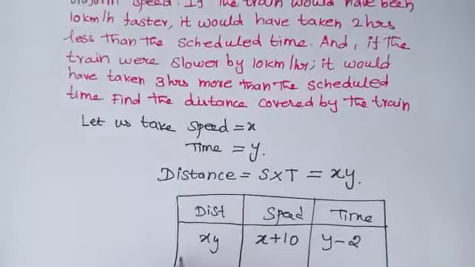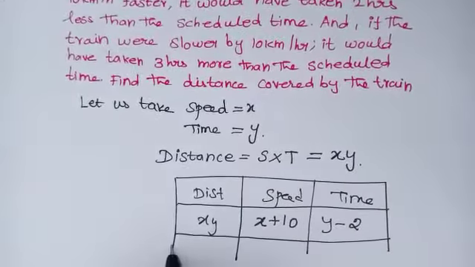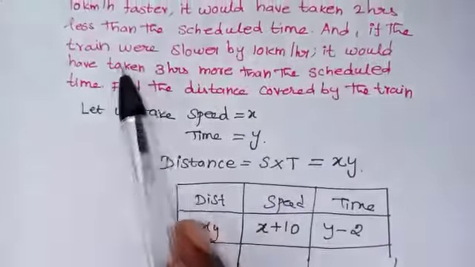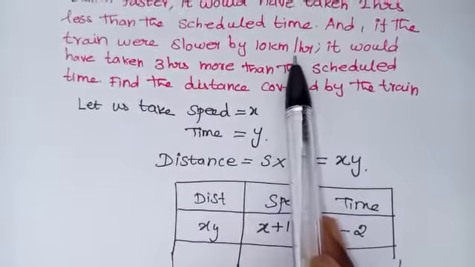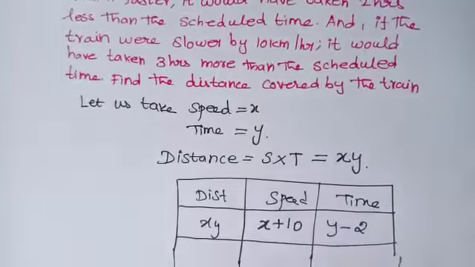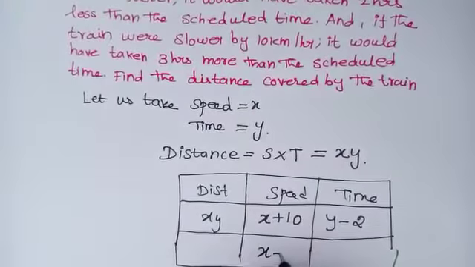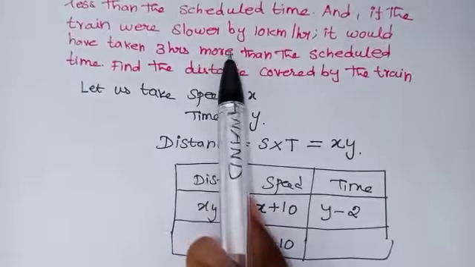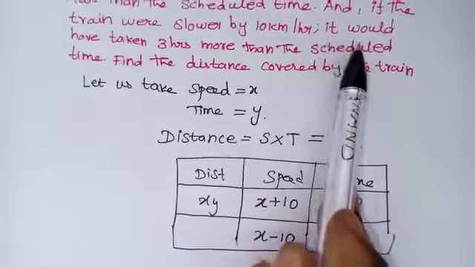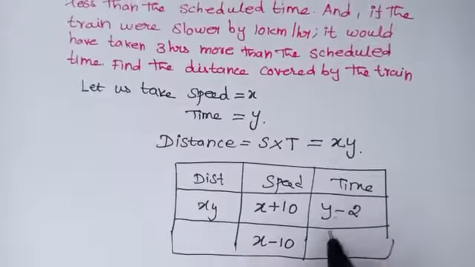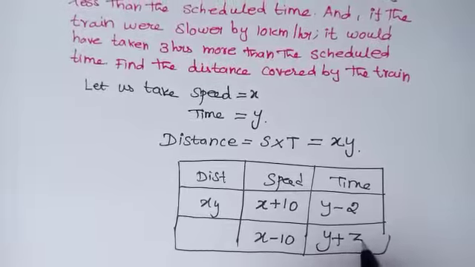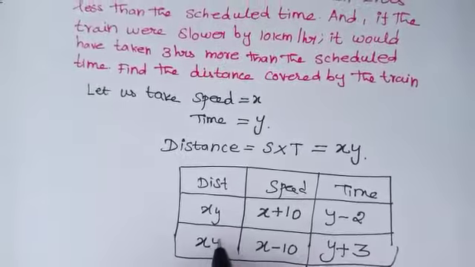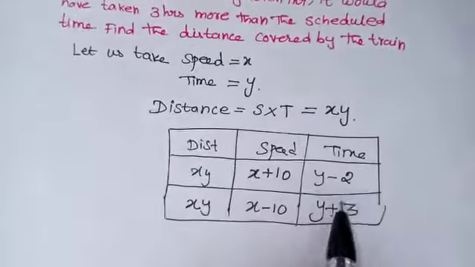We'll go to the second part now. So this is the first case given in the question. For the second part, we read the question again. And if the train were slower by 10 km per hour, that means the speed is reduced by 10 km per hour, so you have to write the speed as x minus 10. If the speed is less by this much, then it would have taken 3 hours more than the scheduled time. So the time will be y plus 3, 3 hours more, so y plus 3 you have to take. Distance will never change. Distance will be xy only, that we have taken here. So this is our condition.